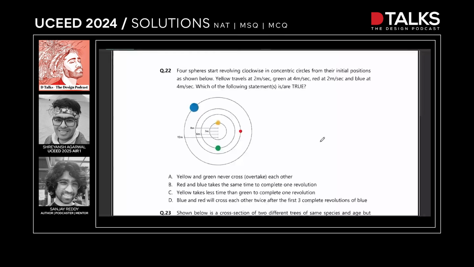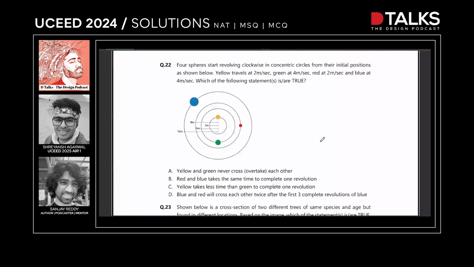A and D. Four spheres start revolving clockwise in concentric circles from their initial positions as shown below. Yellow travels at 2 meters per second, green at 4 meters per second, red at 2 meters per second, and blue at 4 meters per second. Which of the following statements are true? So yellow is at 2, green is at 4, red is at 2, and blue is at 4. Yellow and green never cross or overtake each other.